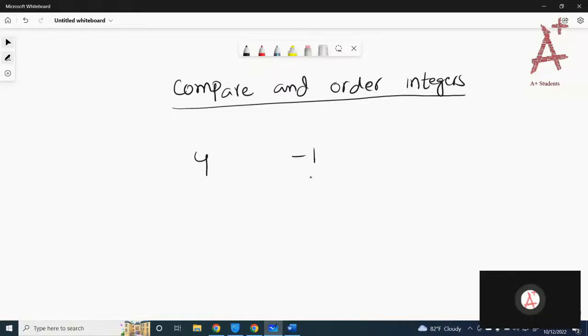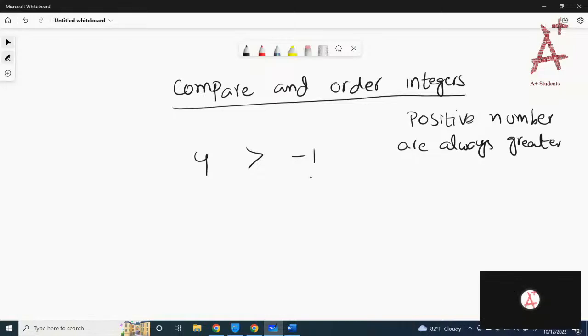Keep this very important point in your mind. Positive numbers are always greater than the negative numbers. Got it? So positive numbers are always greater than the negative numbers. That means 4 is a greater number. So 4 is greater than negative 1. Got it?